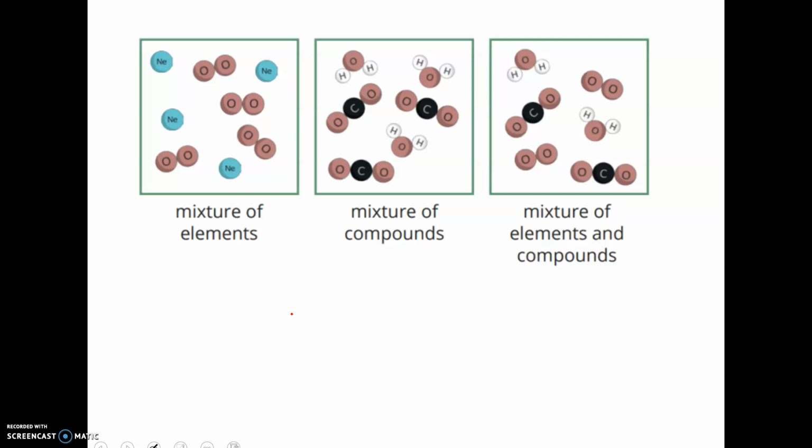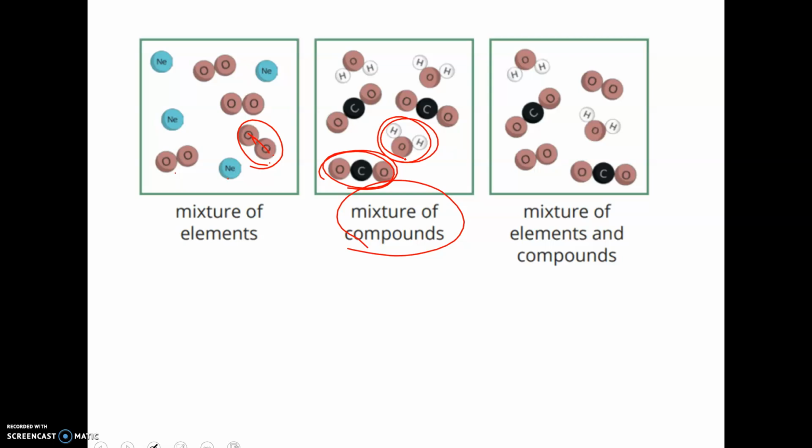So just to show you, a mixture of elements. Remember, oxygen, even though this is a molecule, it's still a single element. So this would be a mixture of two elements, neon and oxygen. This would be a mixture of compounds. Carbon dioxide is one compound, and water is another. So this is a mixture.